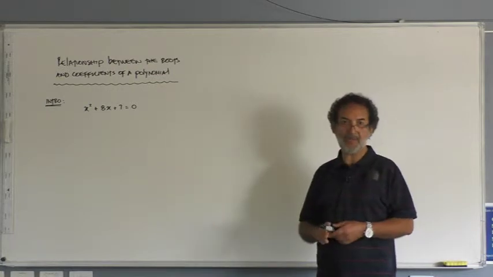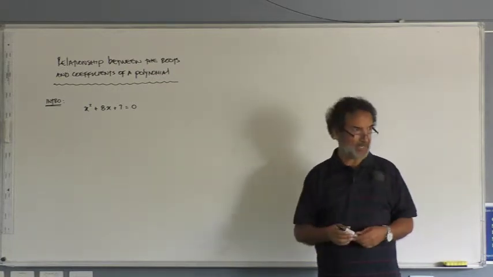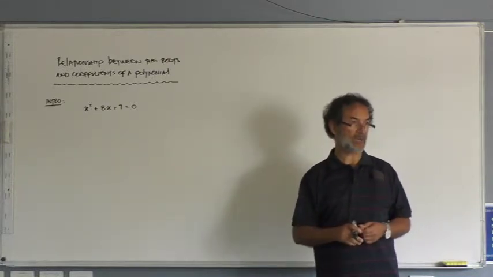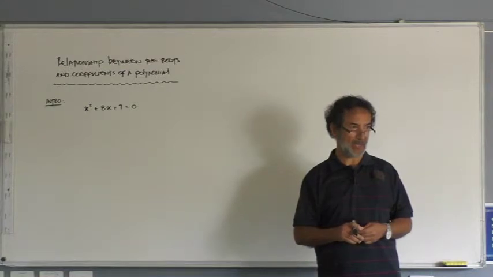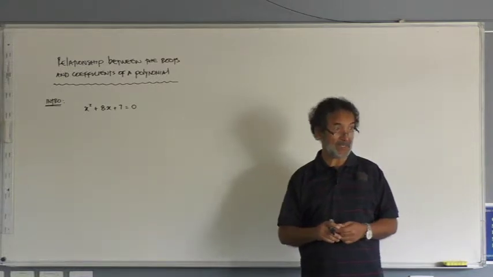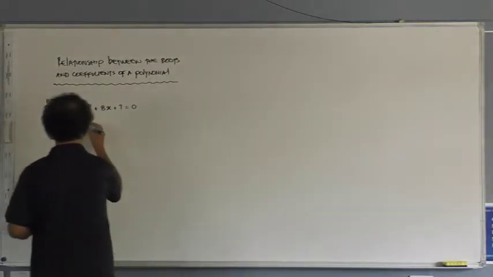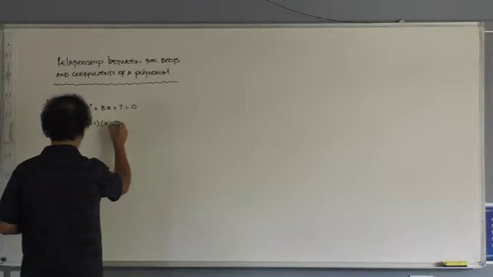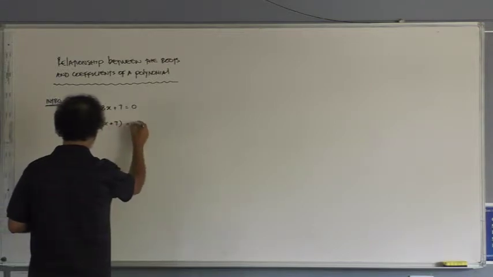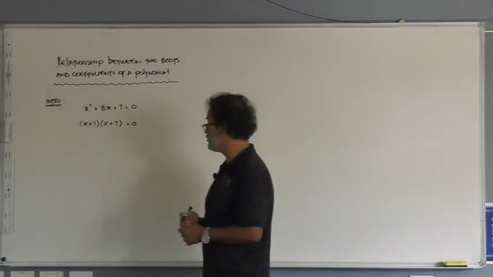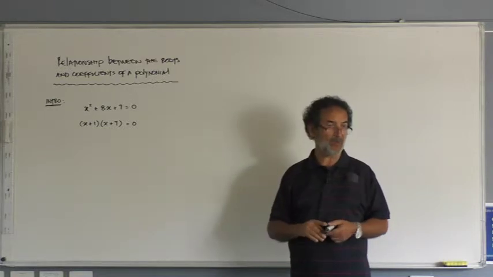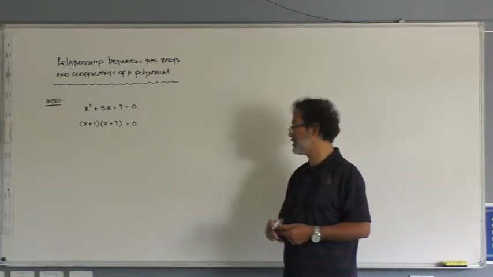In this case, we are lucky because I think that we can factorize it. We can easily find two numbers that when you multiply them together equal 7, and when you add them together equal 8. And those numbers are 1 and 7. So this can be factored as x plus 1 and then x plus 7, and then we make that equal to 0.